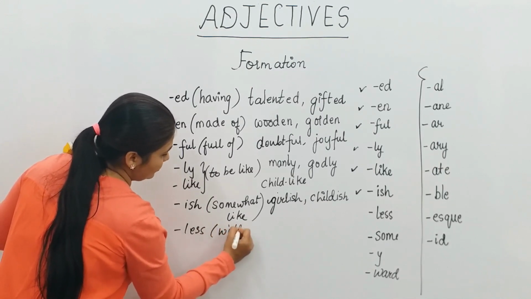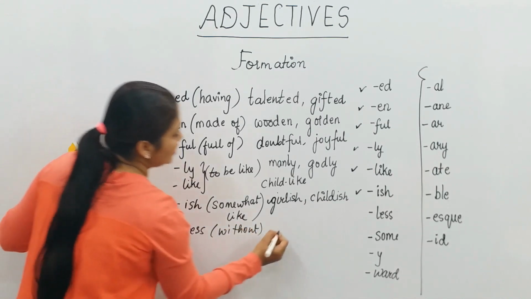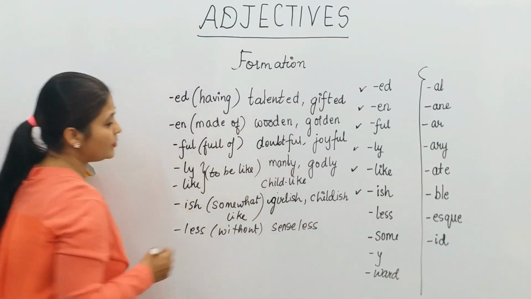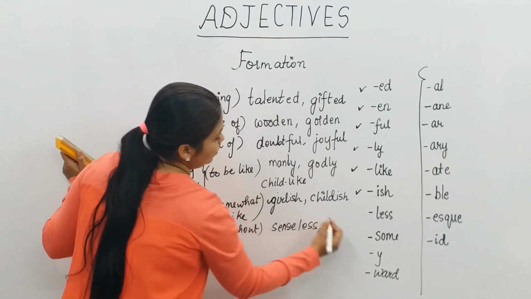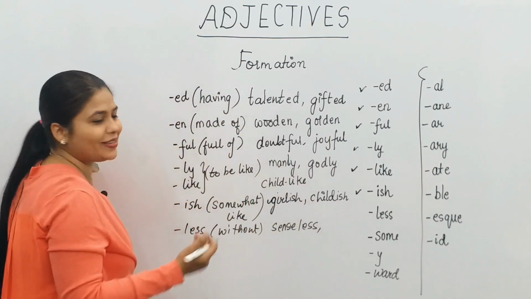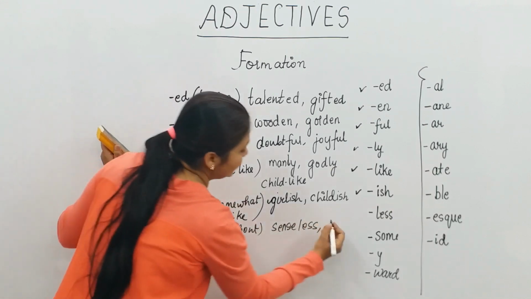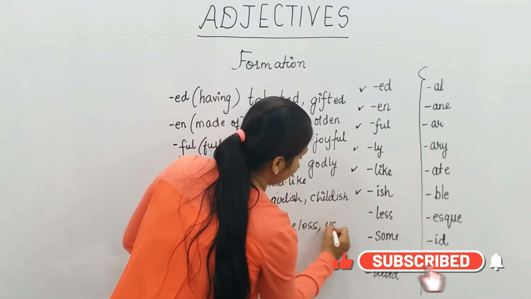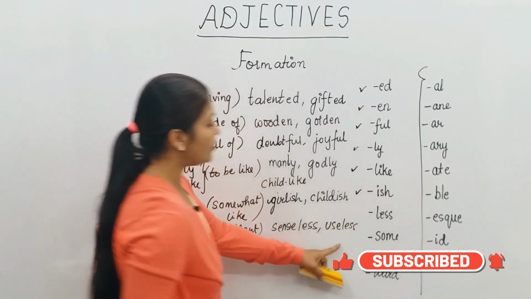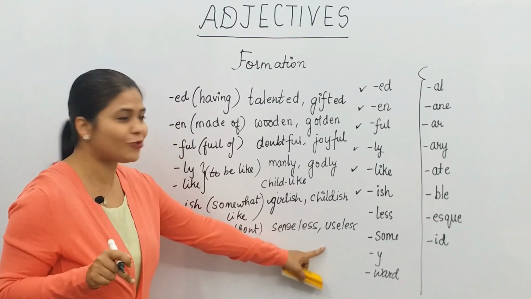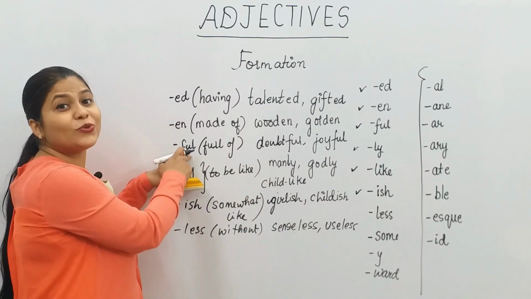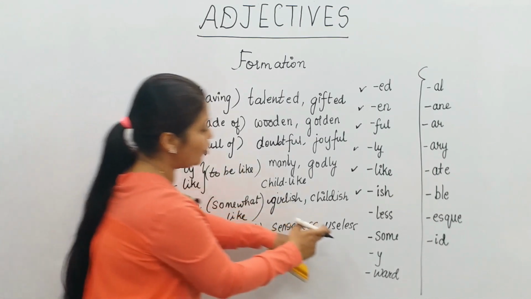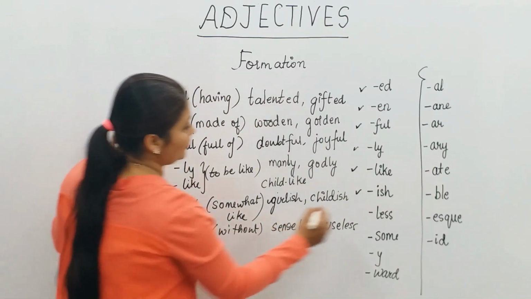L-e-s-s, without. Somebody is without sense, senseless. Something is without use, so you write useless. If it's going to be of use, you will add the suffix ful and make it useful. If you want to say it's not really going to help, it's not going to be of any use, you're going to use the adjective useless.